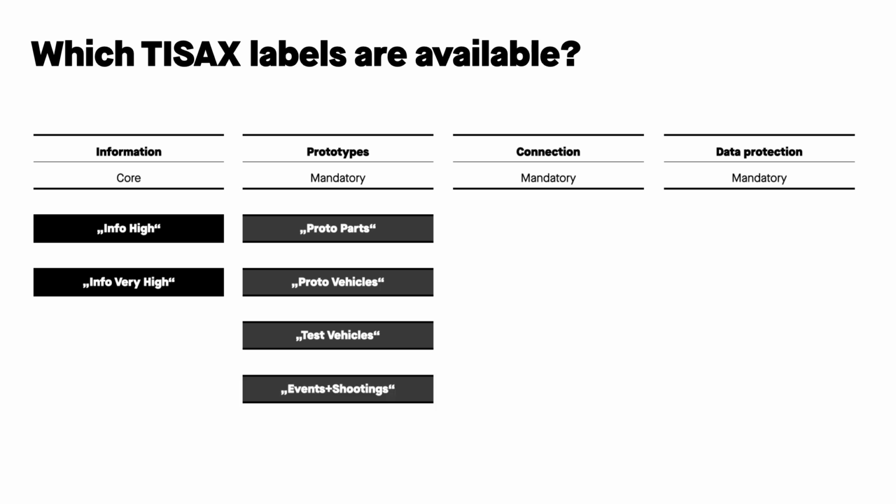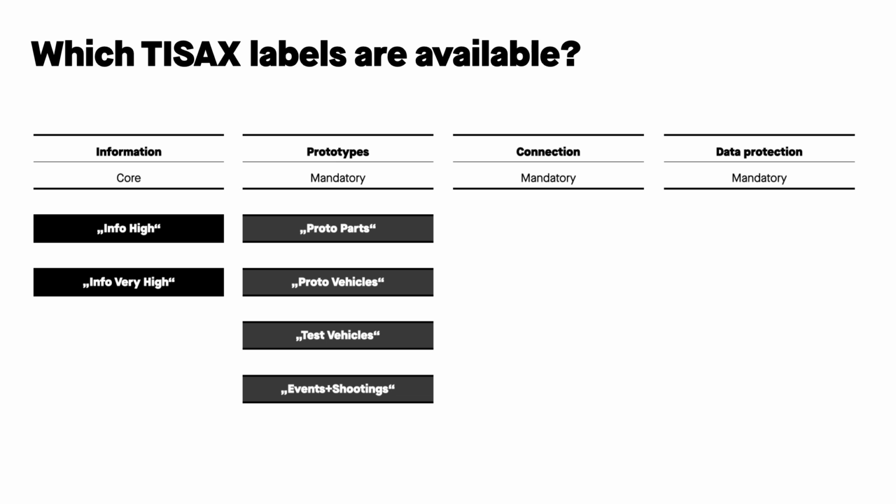And then there is a label for all photographers, film productions, or event agencies that have access to physical prototypes, for example, in preparation for a commercial or the event where the new vehicle is to be presented. This label is called Events and Shootings.